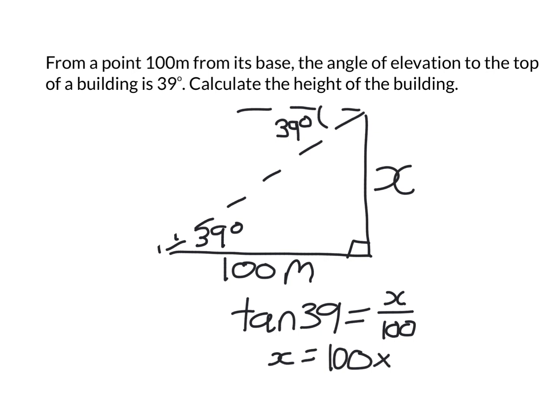You just put that in your calculator, making sure your calculator is in degrees mode. And so we get about 80.97, which is close enough to 81 meters tall. That's how tall the building is. So that's one application that you need to know, angles of elevation and depression. The other is bearing. So let's look at that now.